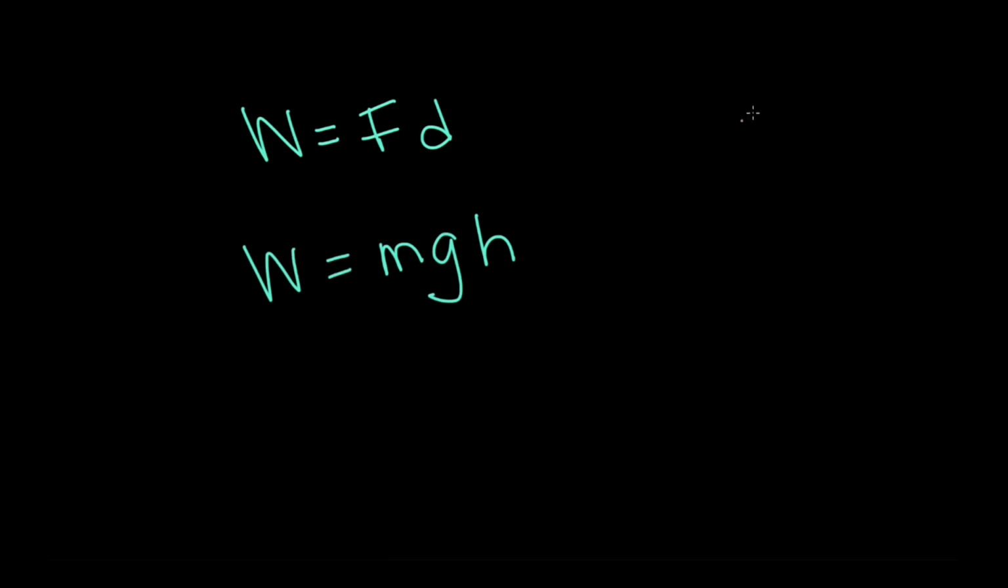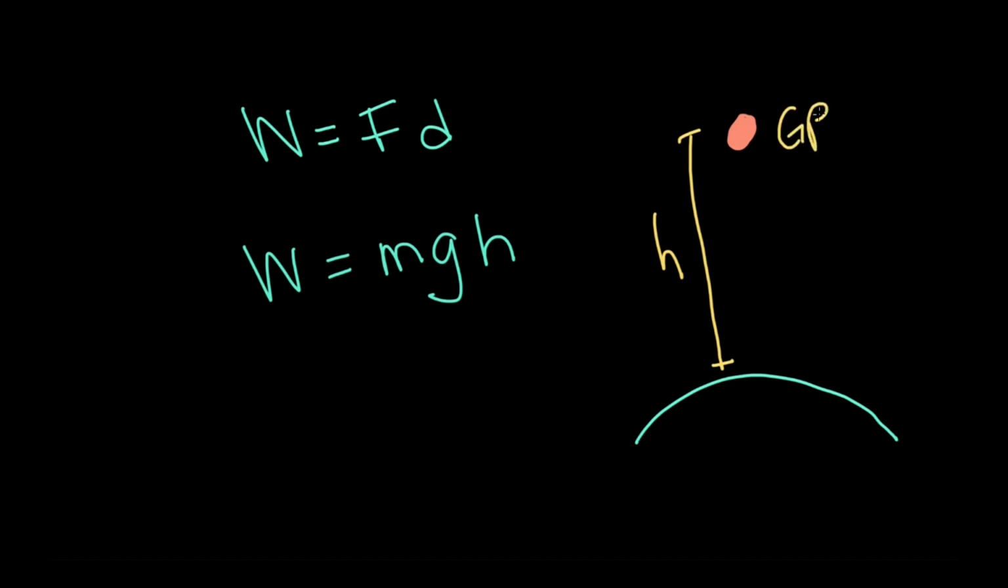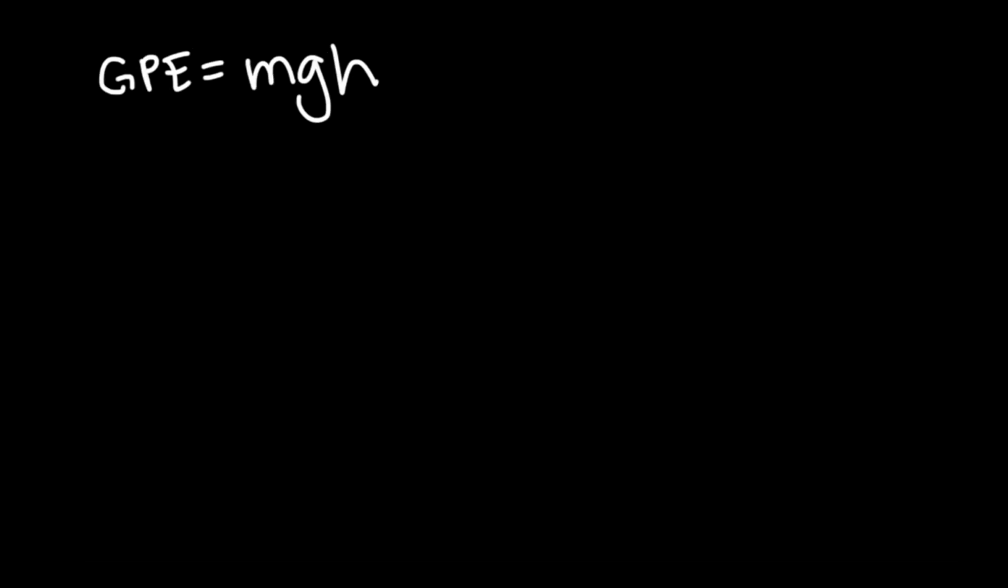So if an object is starting here, height h, we know that if we drop it, the force of gravity is going to do work on it to bring it down to the surface of the Earth. And so we can say that the potential energy stored in this object, or the gravitational potential energy, is just equal to that amount of work that's going to be done, which is mgh. So that is the capacity for work to be done on this object by gravity. So let's go ahead and do an example.